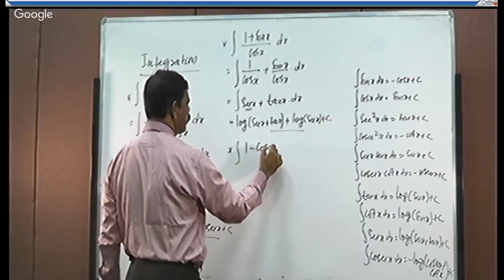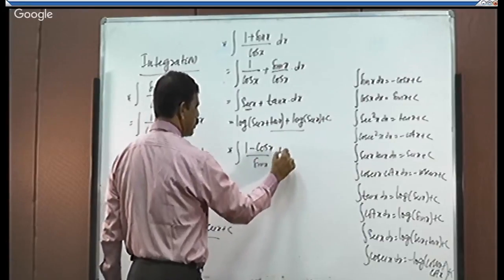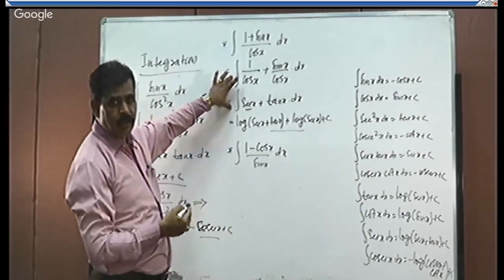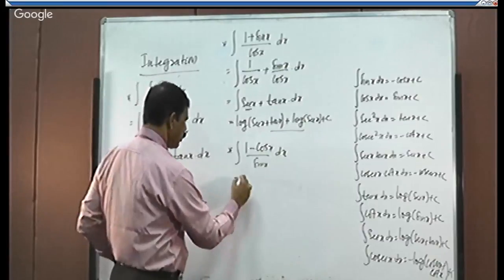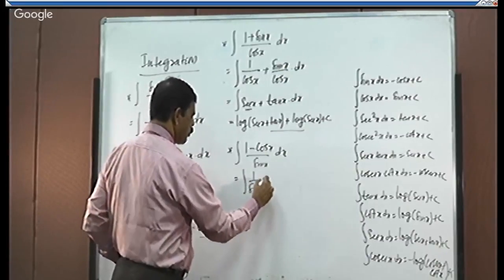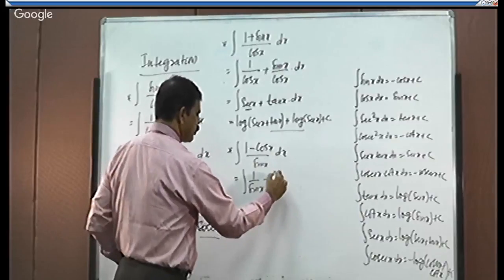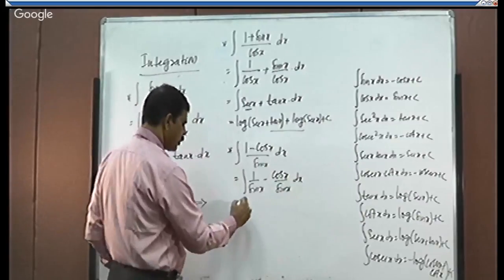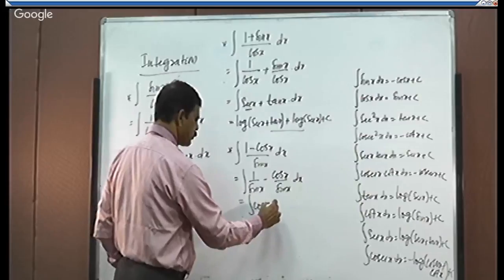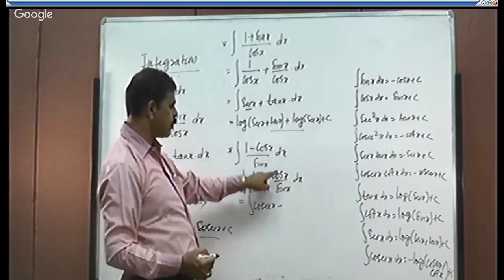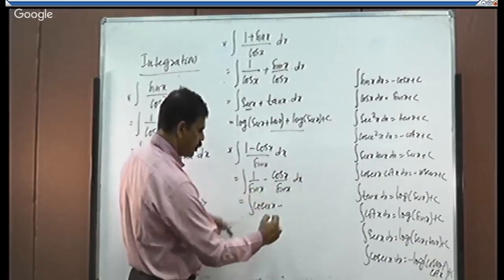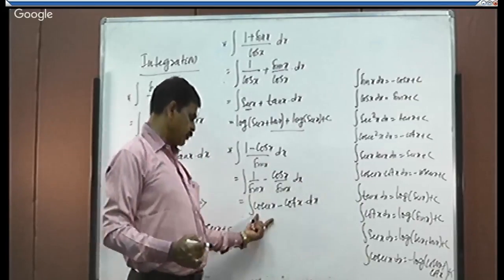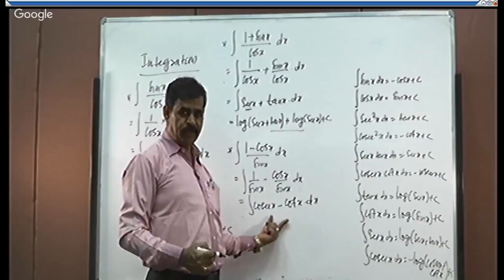So if it is 1 minus cos x by sin x, you have to follow the same procedure as the previous example. Like that only you need to simplify it. That is 1 divided by sin x minus cos x divided by sin x, into dx. What is 1 by sin x? It is cosecant x, right? Minus, what is cos x by sin x? Cos x by sin x is cot x, into dx. Now integrate cosecant x and cot x individually, right?